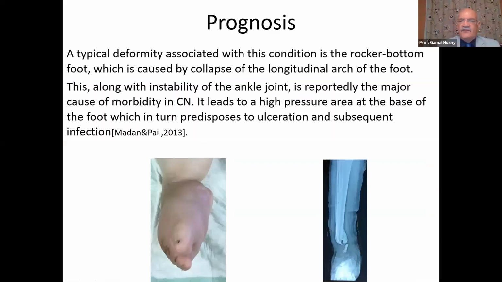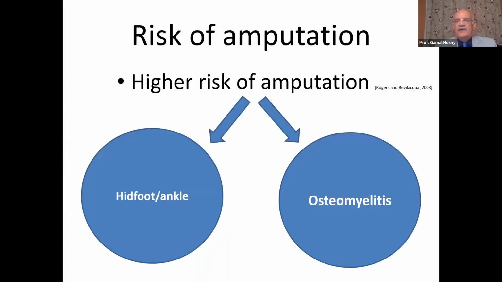The typical deformity associated with this condition is the rocker bottom foot. Rocker bottom بيبقى فيه bony prominence تؤدي إلى حدوث foot ulcer. Then along the instability of the ankle, which is a major cause of morbidity. بيبقى في عندنا high pressure area على lateral side بيدي حدوث ulcer وinfection. The risk of amputation.